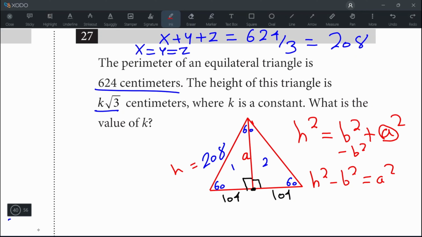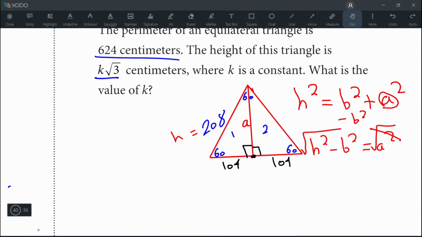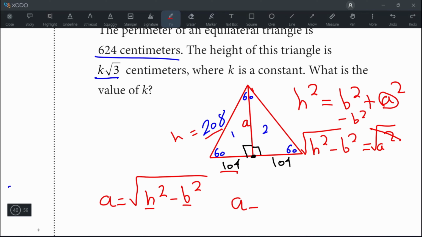Next, we can take the square root of both sides. So the square root will cancel with the power. So we will have a equal to the square root of h to the power of 2 minus b to the power of 2. As I said, the value of h is 208 and the value of b is 104. So a is equal to the square root of 208 to the power of 2 minus 104 to the power of 2.